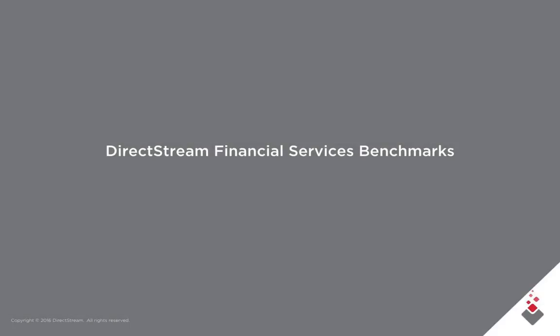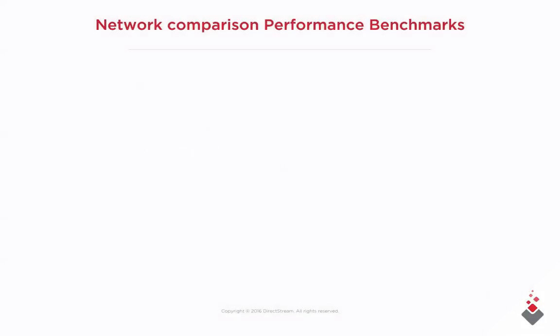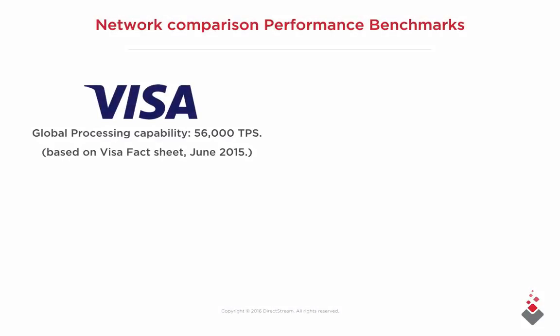So let's put this into perspective. We'll look at some financial service industry benchmarks. The first is just to look right at the network. So currently Visa is able to process 56,000 transactions per second globally on their network. And this is based on their June of 2015 Visa fact sheet.